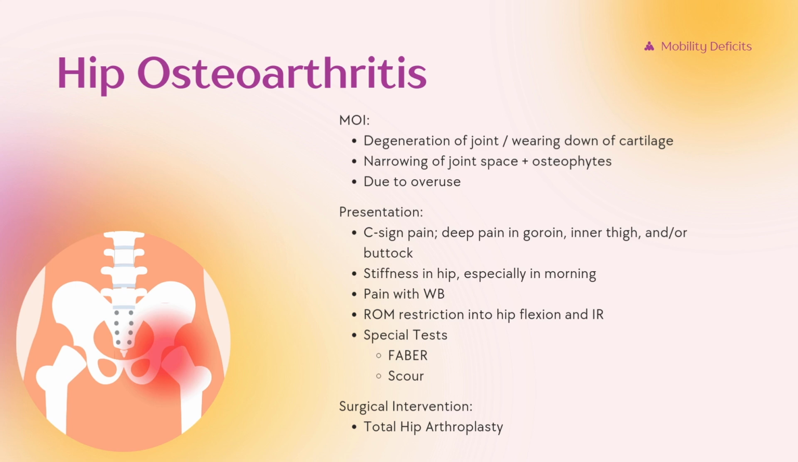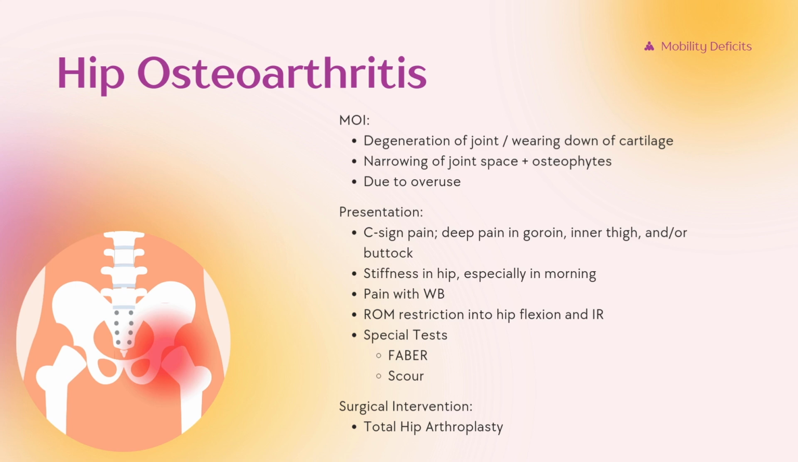So FABER is performed in supine, and you place the hip into flexion, abduction, and external rotation, and you stabilize the contralateral ASIS while you push down the test knee. A positive test would be less external rotation compared bilaterally or reproduction of that pain.